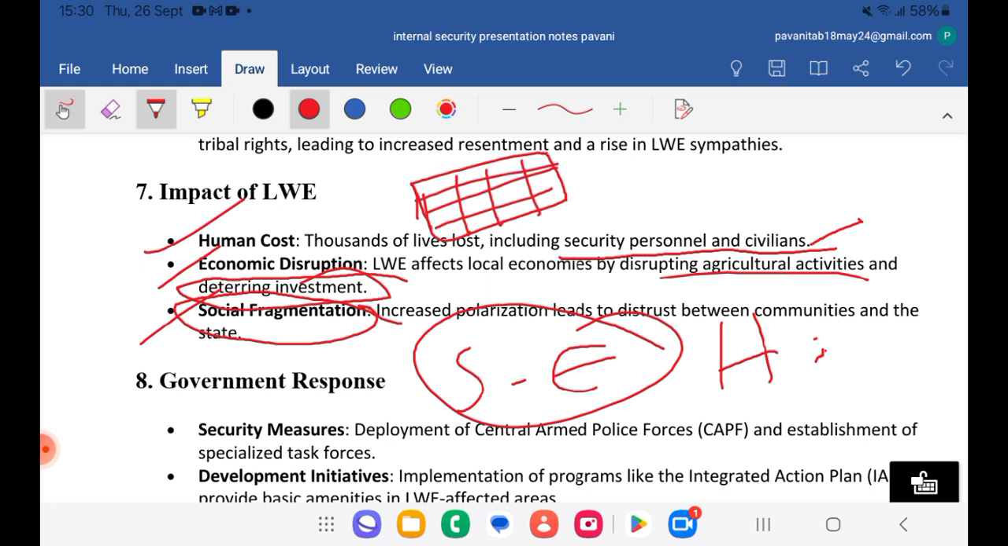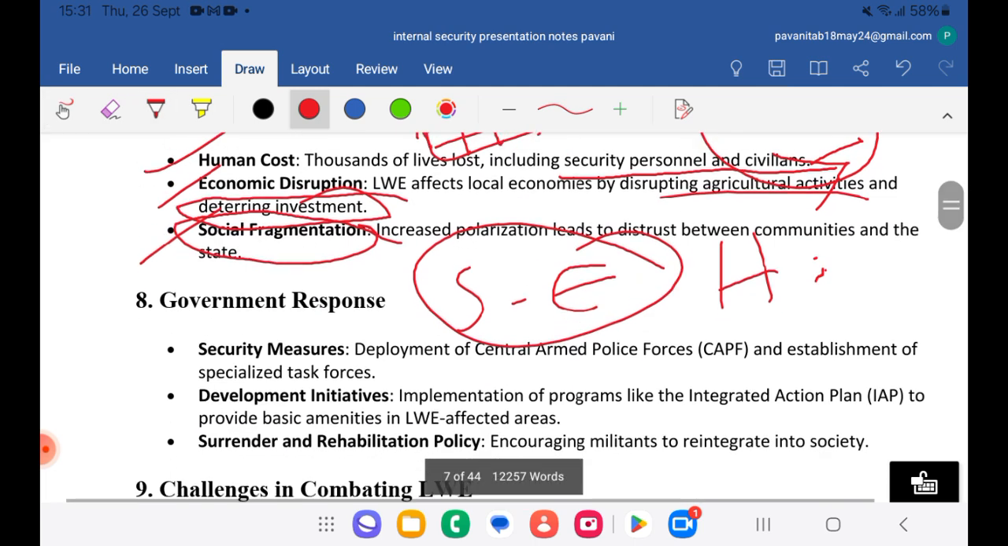Increased polarization leads to distrust between communities and the state. So now it will increase, still more increase. It will become like a cycle. The problem will rotate. The problem will not be resolved. So that is a problem with LWE. So how the government is responding to this is important now for us.